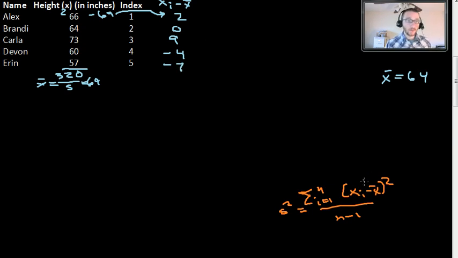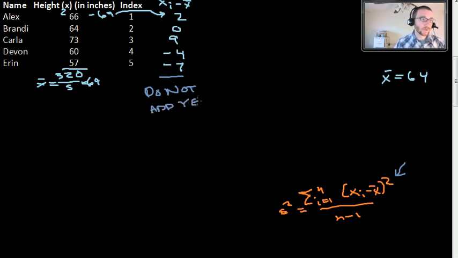Now we've got to be careful. We have to square them before we add them. If we add these up, we'd get 0. We always would get 0 because on average, the deviation from the average is 0. That's why we call it the average. So we want to be very careful. Do not add yet. We have to square it first.